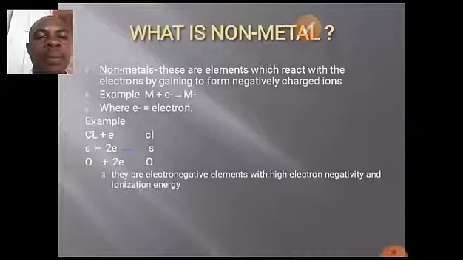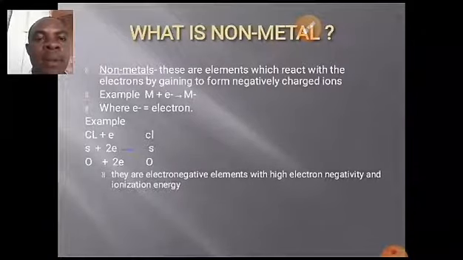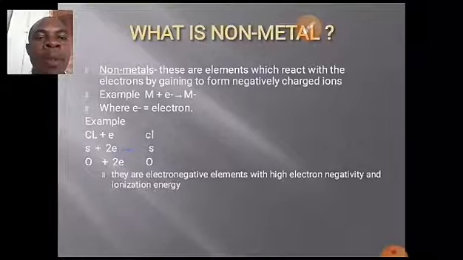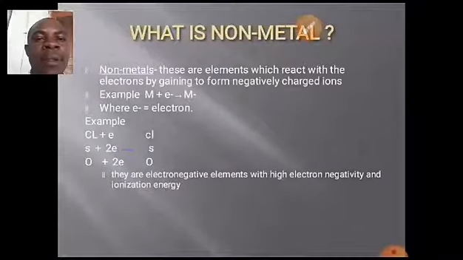Example, M representing a non-metal. When it reacts with an electron, it gains an electron and becomes negatively charged. E means electrons, and we know an electron is a negatively charged particle. So from the definition, a non-metal is an element which reacts with electrons by gaining them to form a negatively charged ion. Example, chlorine when it reacts with electrons, gains one electron and becomes a chloride ion, which has a negative charge.